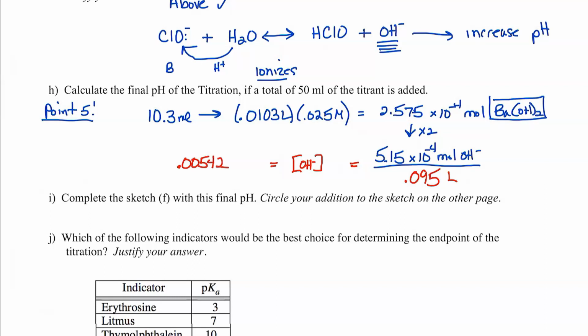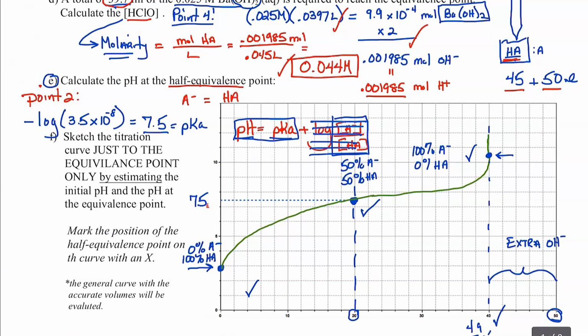Let's go find a pOH. So that's negative log it. So negative log, put it into an exponent. I get 2.27, and I'm going to subtract from 14 to get the pH. Okay, and I get 11.7. So the pH is equal to 11.7. And I'm going to plot that here, 11.7. So my final pH is something like this.